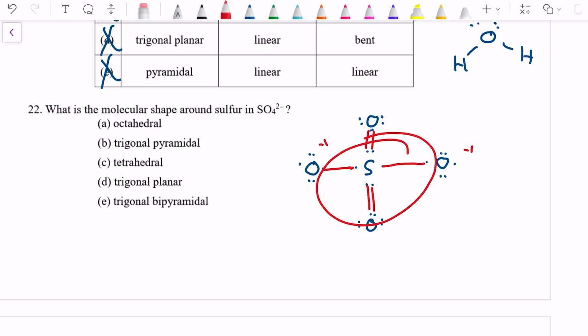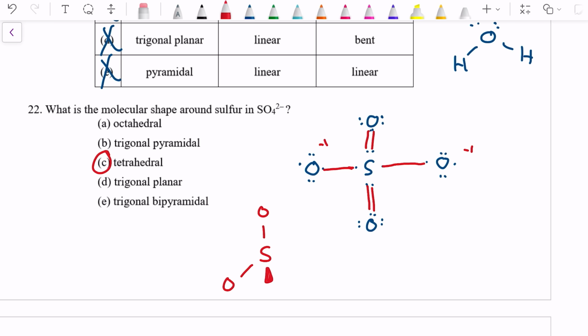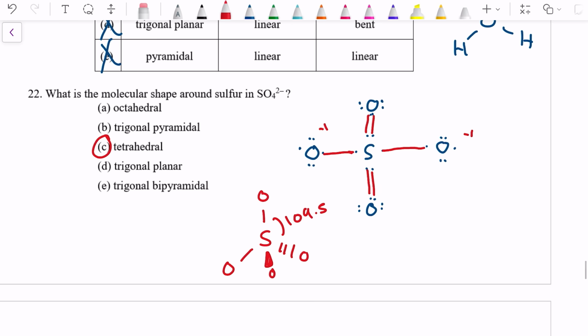4 bonding regions, 2 atoms give us tetrahedral, because essentially it looks like this. This is the tetrahedral molecular geometry with those 109.5 bond angles. 22C.